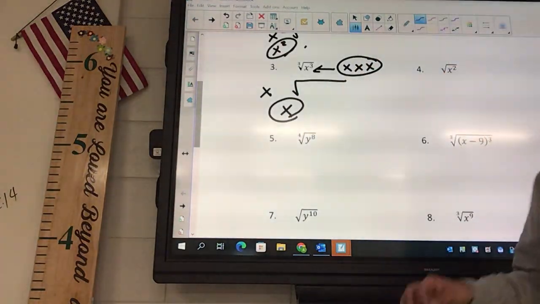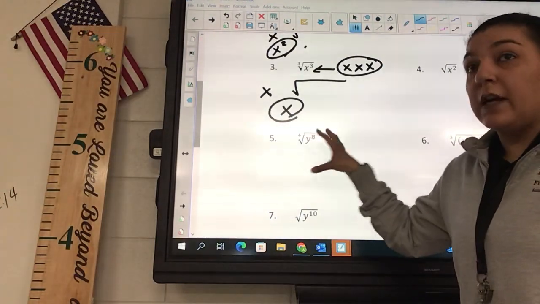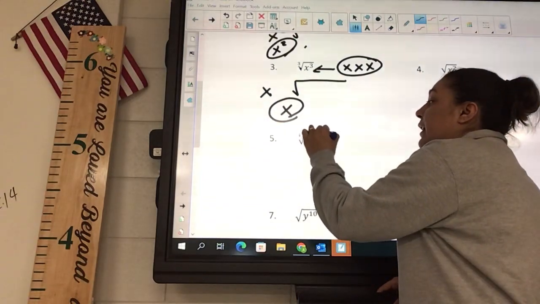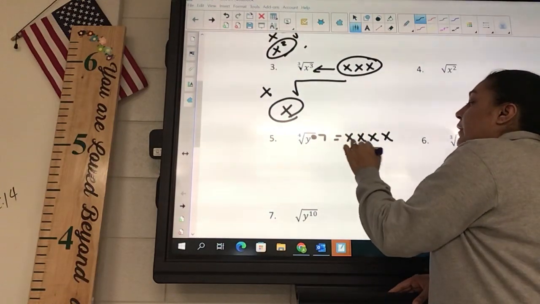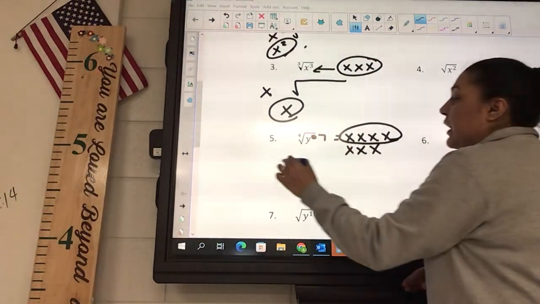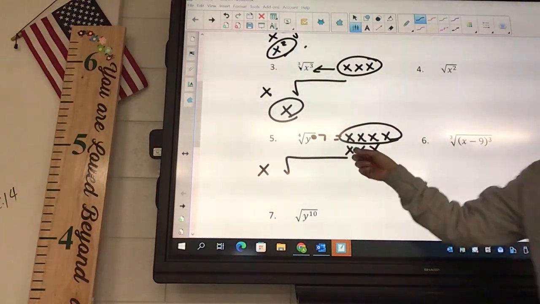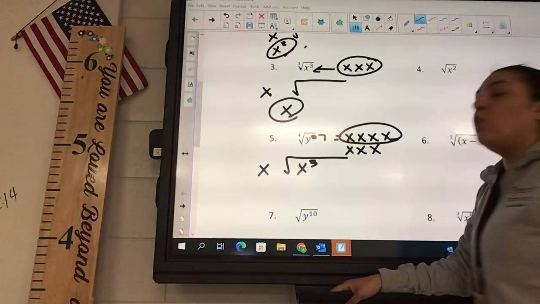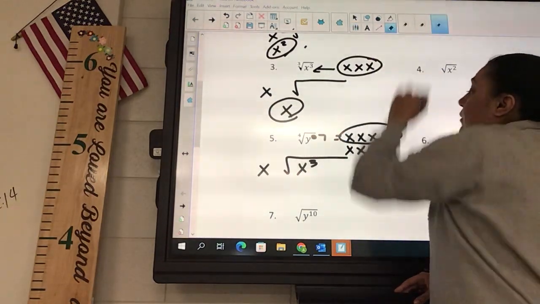I think most of these are whole, so I'm going to show you what happens when it's not. I'm pretending, okay? If you pretend this is a 7 instead, you have 1, 2, 3, 4, 5, 6, 7. Well, what would our group number be? 4. And so you take out 1 group of 4, so that goes on the outside. And how many do you have left that can't go? 3, and so you're going to say x to the 3rd on the inside. So that's what you do if you have something left on the inside. This is not the answer though, but that's what you would do.